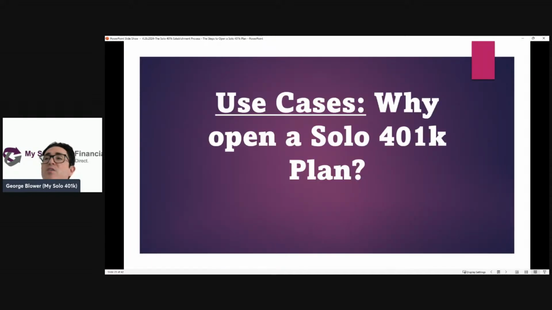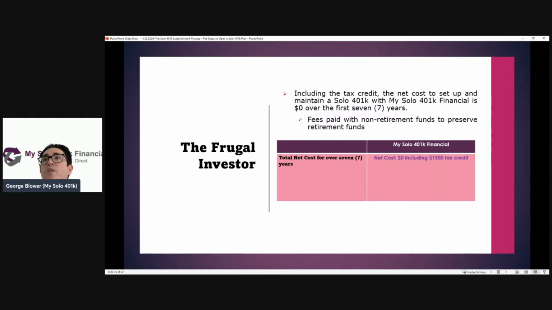So use cases, why open a solo 401k? Well, number one, the frugal investor, right? So someone who is trying to be as cost efficient as possible. So including the tax credit, the net cost to set up and maintain a solo 401k with my solo 401k financial is $0 over the first 7 years. The fees can be paid with non-retirement funds to preserve the retirement funds. In other words, you could pay with a credit card or a debit card. You don't have to deplete your 401k account balance to pay the fees.